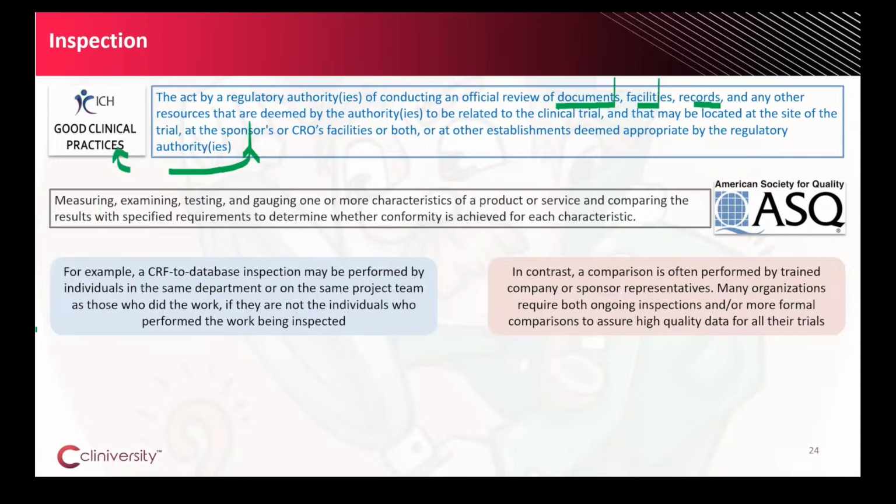Now the term inspection is used to indicate a scope which is narrower than a comparison. It's a process where measuring can be performed as a step in the work process with less independence than comparison. So inspection is a narrower process. For example, a CRF to database inspection. This could be performed by individuals in the same department, or the same project team as the one who did the work, as long as they are not the individuals who performed the work being inspected. So any peer review can become an inspection.